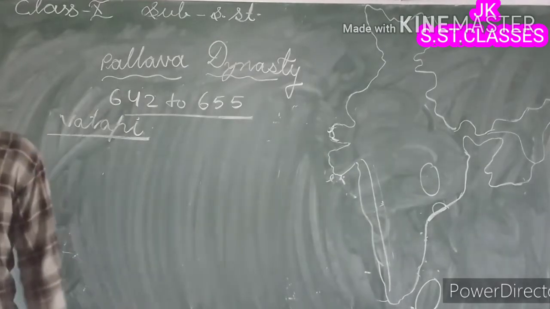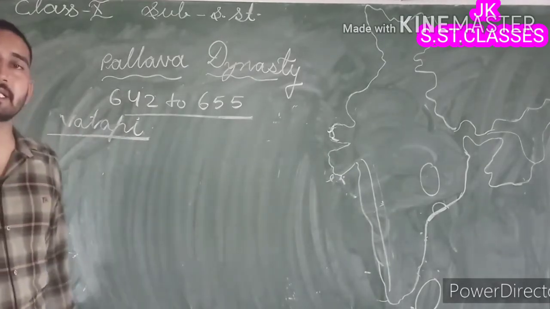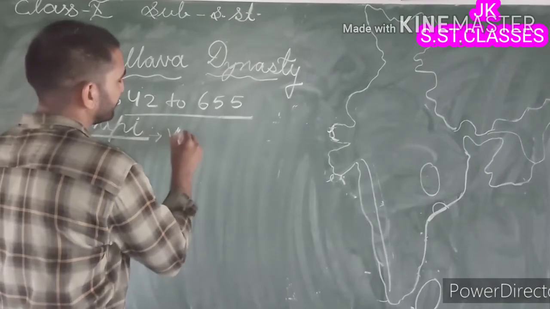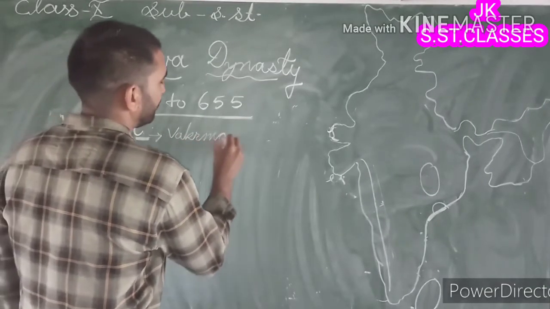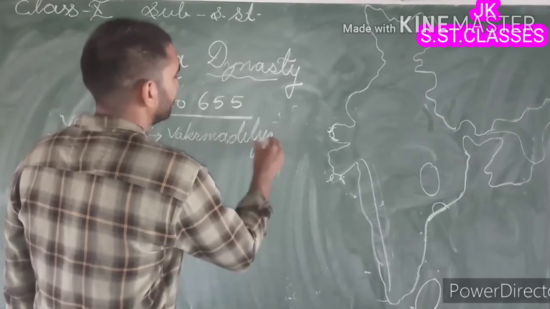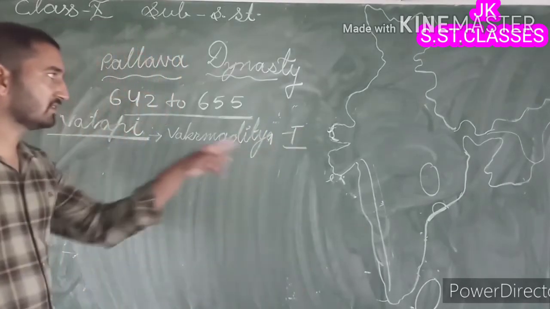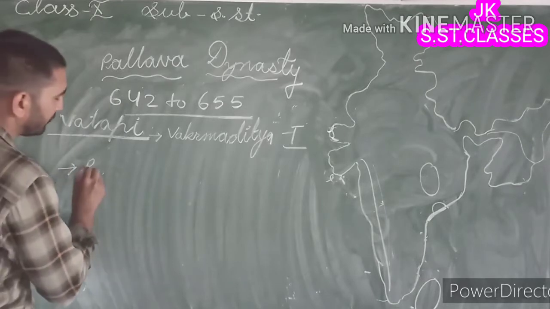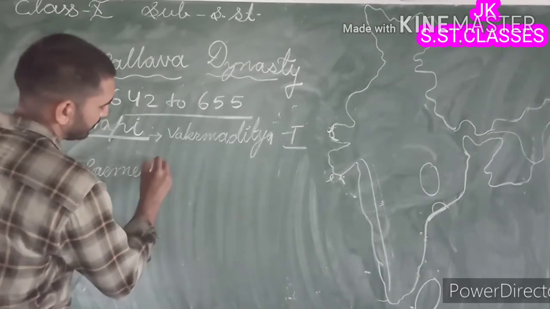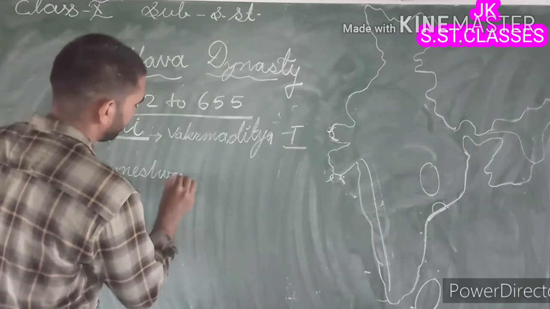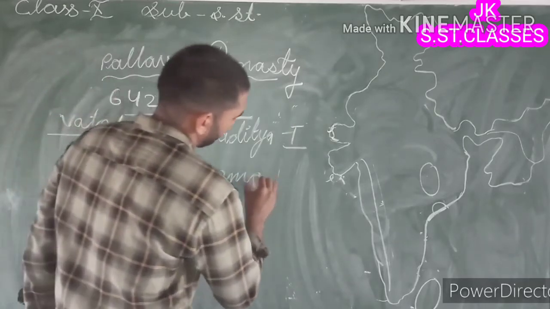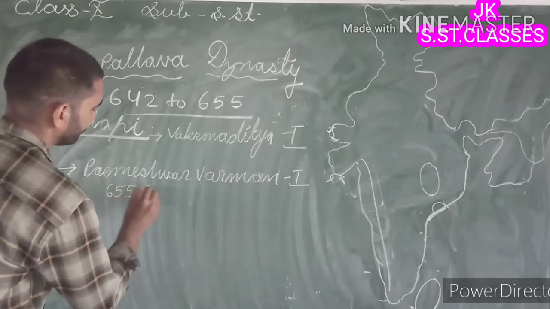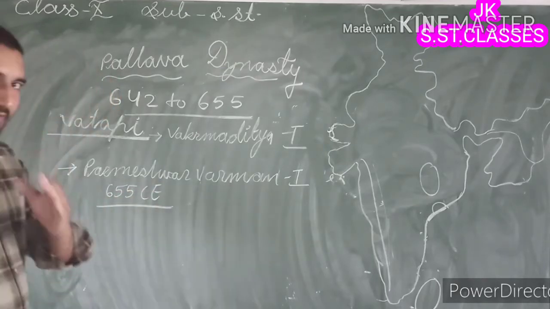After that, the defeat of Pulakeshin II was later avenged by his successor Vikramaditya I. Vikramaditya I defeated the next Pallava ruler Parameshvaravarman I in 655 Common Era. Is that clear?